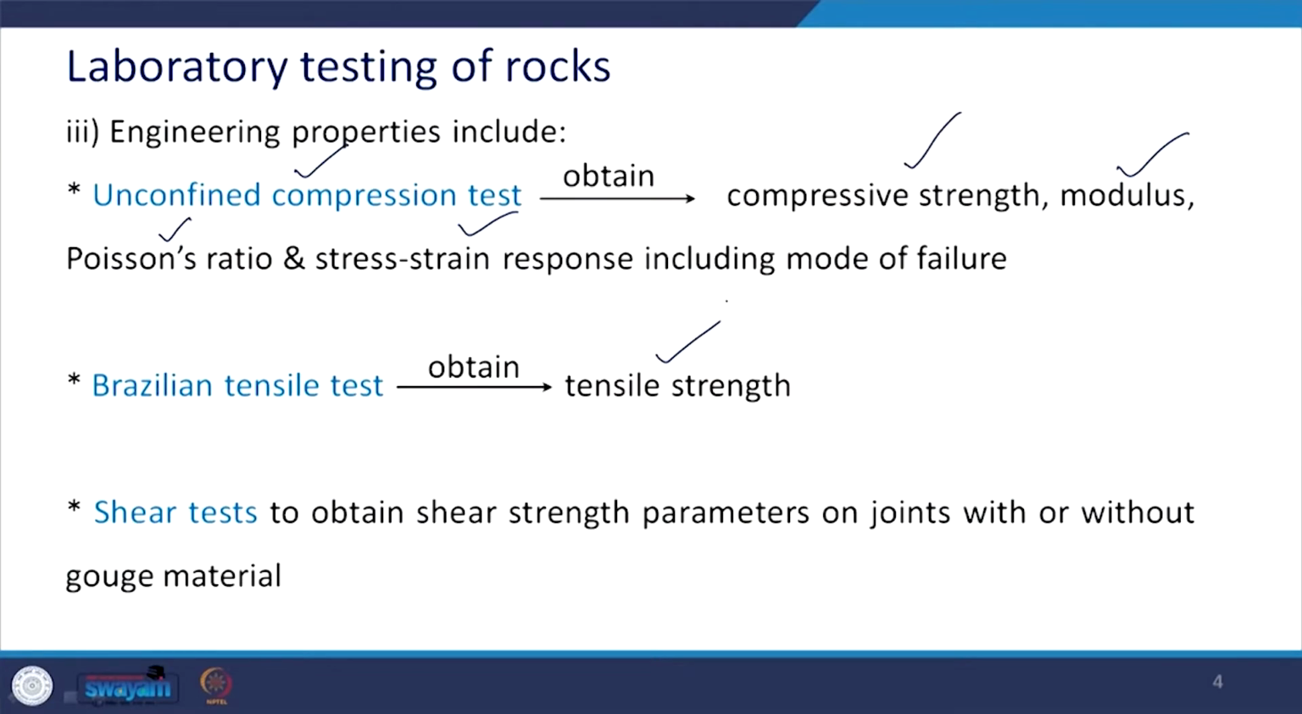So, until and unless we know the tensile strength of that material, I will not be able to analyze that tunnel under that condition. So, it is important for us to know the tensile strength of this material, rock. Then the third type of tests include various shear tests in order to obtain the shear strength parameters on joints.